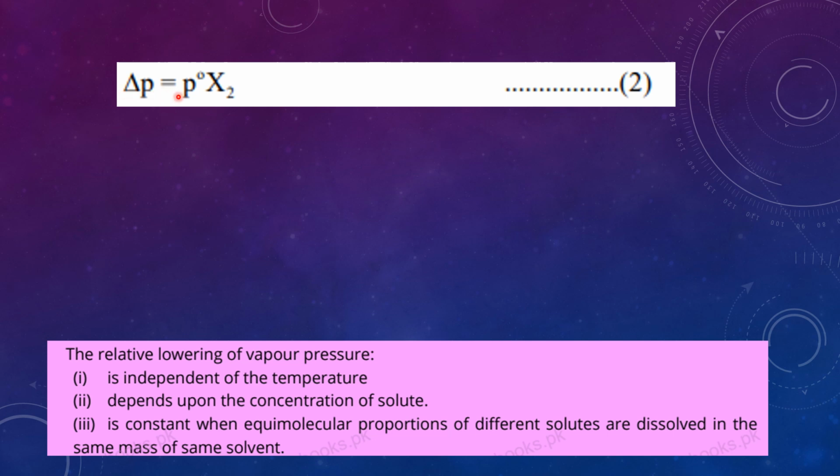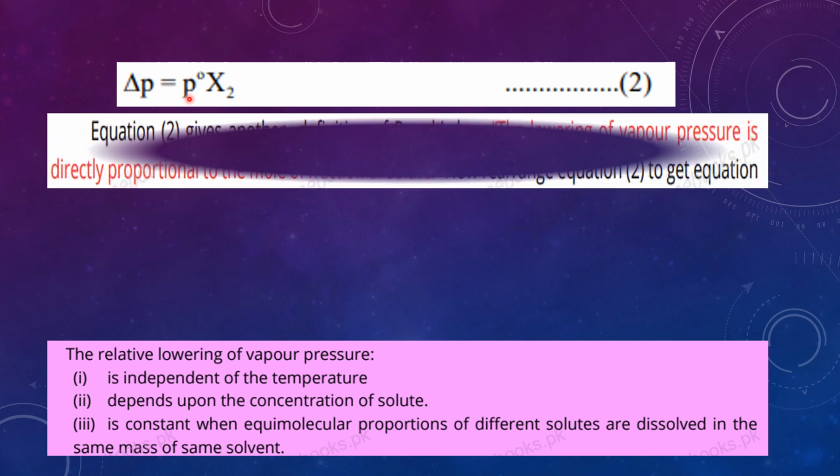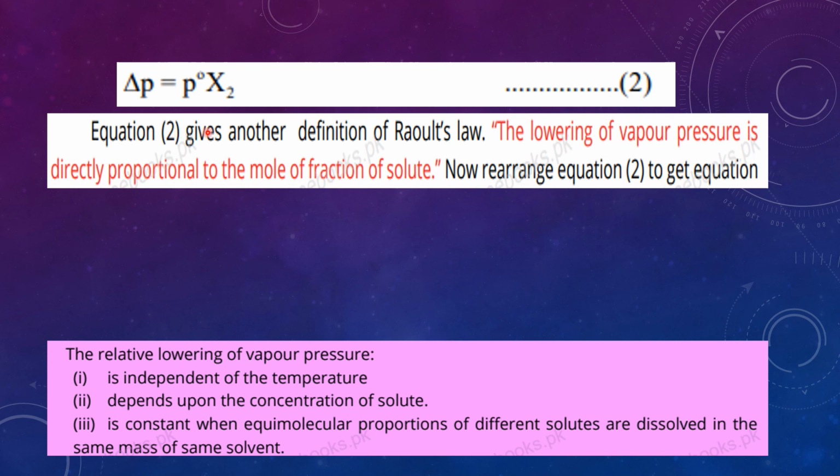So delta P is equal to P naught X2. It is our equation number 2. And this equation number 2 gives another definition of Raoult's law. And what is this definition? Lowering of vapor pressure is directly proportional to the mole fraction of the solute. Greater the amount of the solute in the solution, more lowering will occur in the vapor pressure of the solvent.